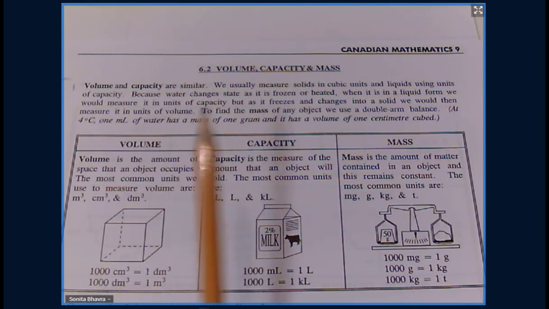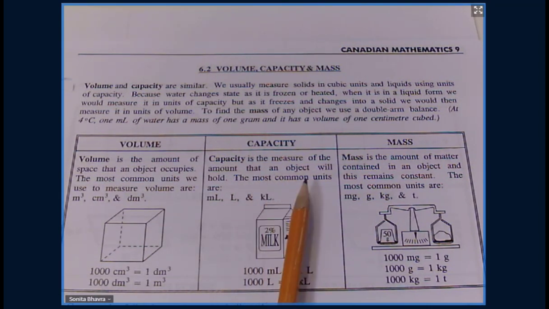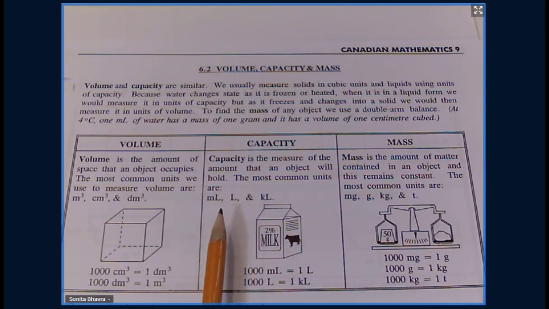Capacity, next, is the measure of the amount that an object will hold, and usually the units used are milliliters, liters, and kiloliters. And then we have some conversions here as well. 1,000 milliliters is equal to 1 liter, and there are 1,000 liters in 1 kiloliter.